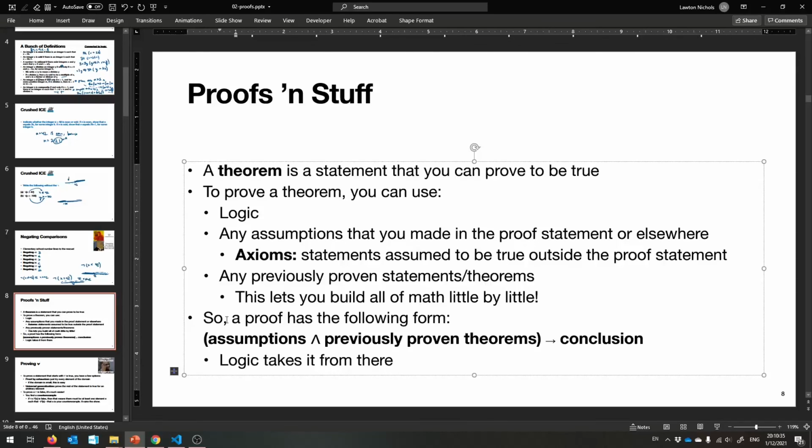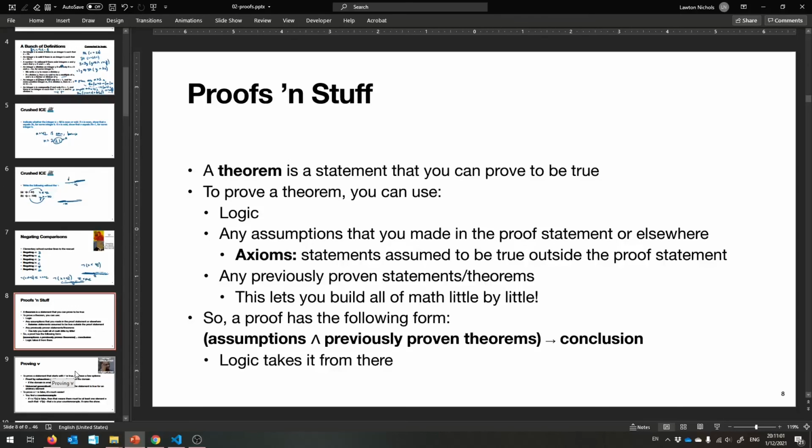I said this to you in the last set of slides, but I just want to keep on driving it home. A proof looks like this. Assume that my assumptions are true and any of the previously proven theorems are true, and use that to imply the conclusion must be true. So if all these things are true, then the conclusion must be true. And then we know how to use logic to take it from there. But we're going to try and do it in a more Englishy style. So that is the topic for these slides.